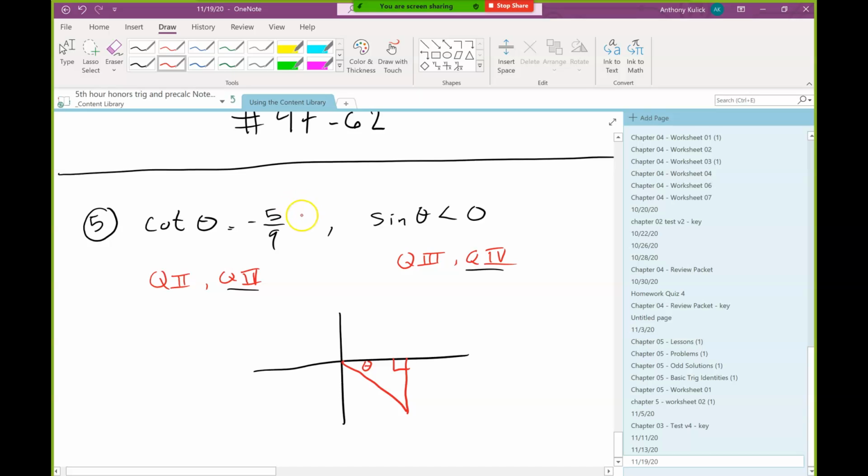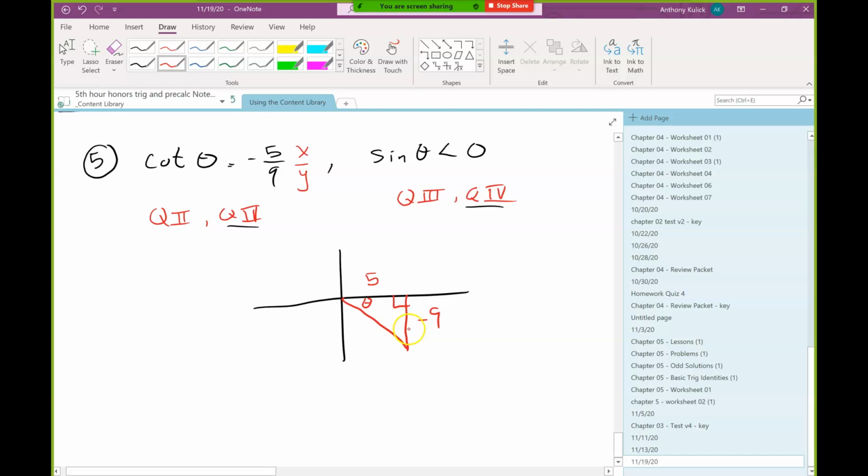So I know that cotangent is x over y, so I have 5 and 9. I just need to assign the negative sign to the correct place. Since we're in quadrant 4, I know the y-coordinate is the part that should be negative. And then I can use the Pythagorean theorem to find the hypotenuse here. So 5 squared plus 9 squared is 106, so that's the square root of 106.